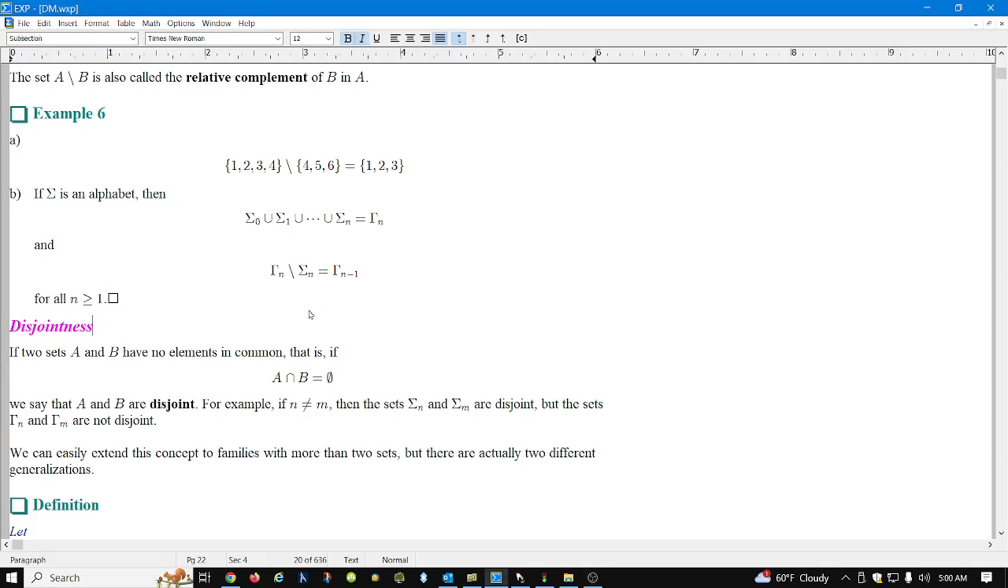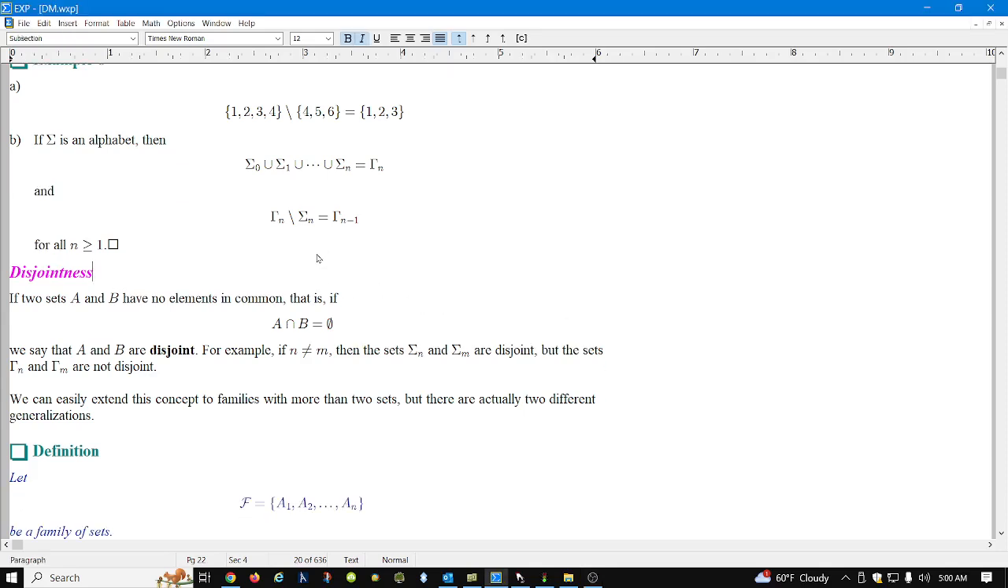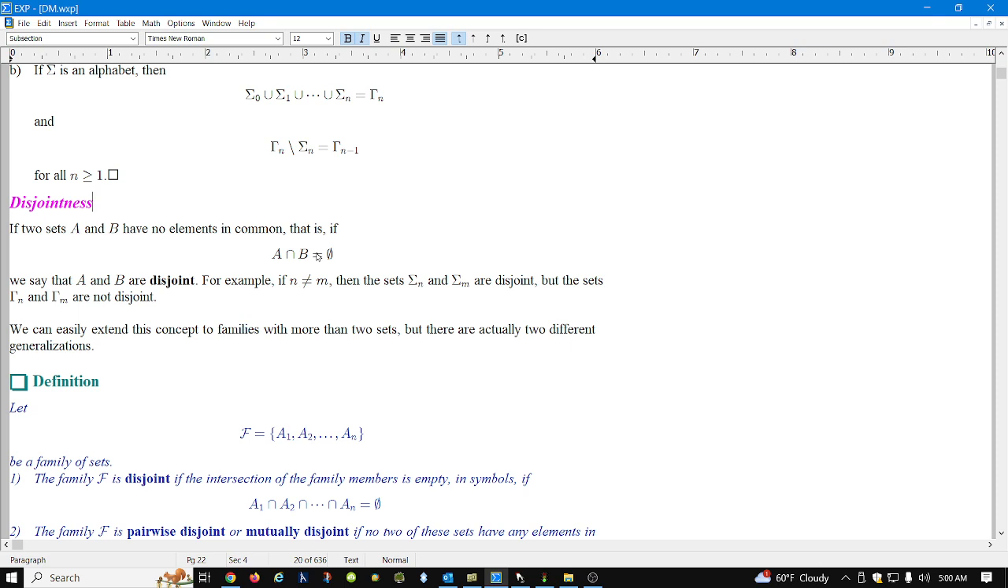Let's talk now about disjointness. Two sets A and B that have no elements in common are said to be disjoint. So in symbols, the intersection is the empty set. So for example, when n and m are different, sigma n and sigma m are disjoint. No words can have length n and length m at the same time. But the sets gamma n and gamma m are not disjoint. In fact, one is properly contained in the other. So their intersection would be the smaller one.